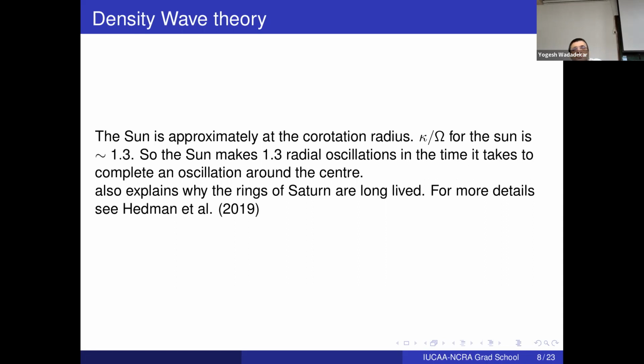Which is also quite close to the period of the spiral arm rotating, and which means that the sun, since it is not exactly at the co-rotation radius but close to it, is going to pass through the spiral arms relatively slowly. Okay.